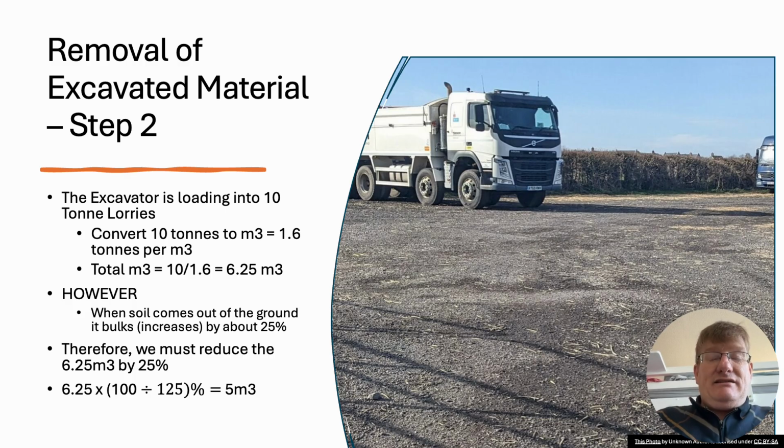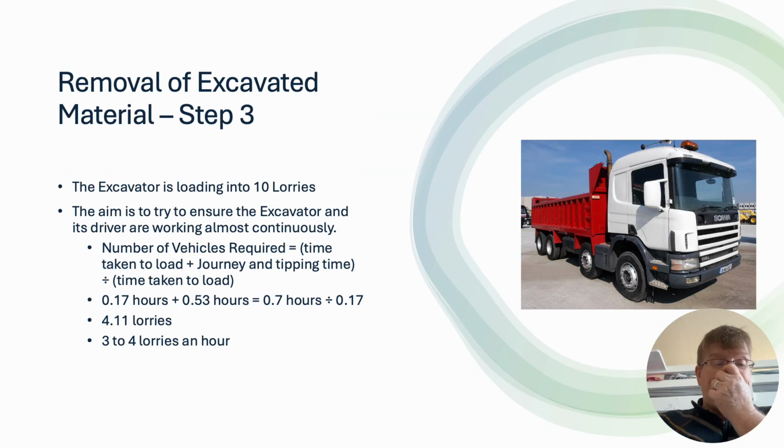So in reality, we're only excavating 5 meters cubed at a time from the ground. But actually, when we put it in the lorries, it bulks and becomes 6.25 meters cubed. So ultimately, it's 5 meters cubed that we're actually excavating. Okay? So the excavator is loading into 10-ton lorries. That's what I mean by 10-ton lorries there, sorry. The aim is to try and ensure the excavator and drivers are working almost as close as possible continuously.